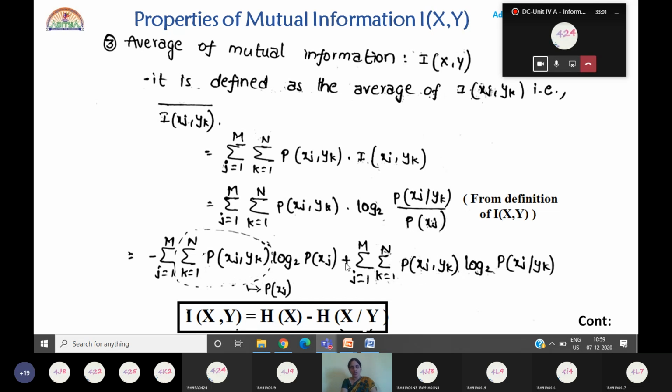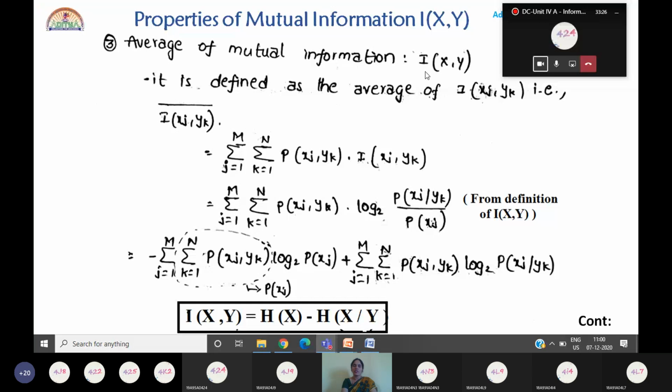Similarly, if you replace this plus as minus of minus, so minus summation j equal to 1 to m, summation k equal to 1 to n, p of xj comma yk log p of xj by yk base 2. This is the definition for H of x by y, the conditional entropy. So I represented it like this. This is the third property.